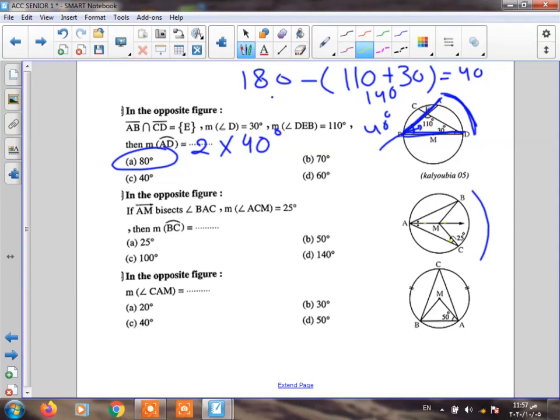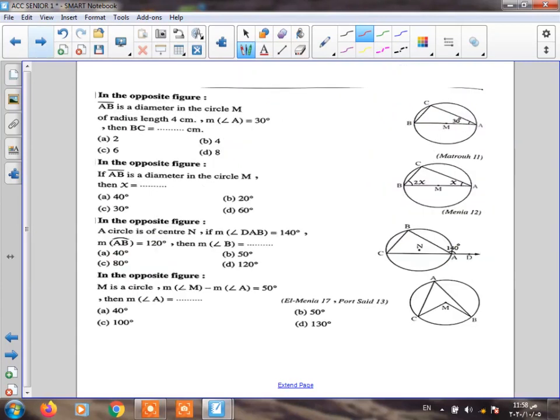The half of this angle is 25 degrees. And I know that ray AM is a bisector. That means this part MAC equals 25 and MAB equals 25. That means the measure of the whole angle BAC equals 50 degrees. But BAC is the inscribed angle, which is half the measure of the subtended arc. So to get the measure of the subtended arc, I have to double the 50, so I will get 100 degrees.